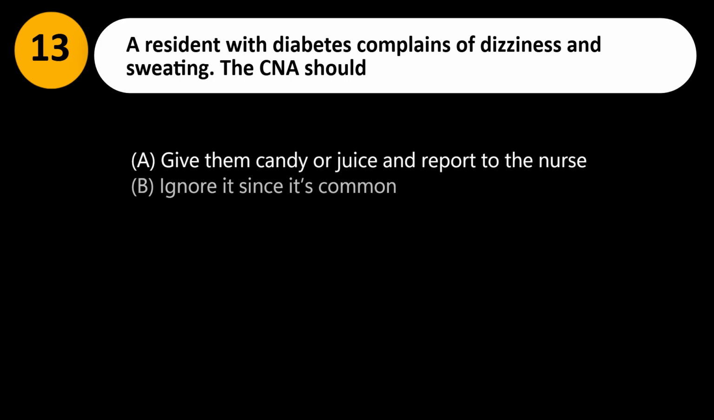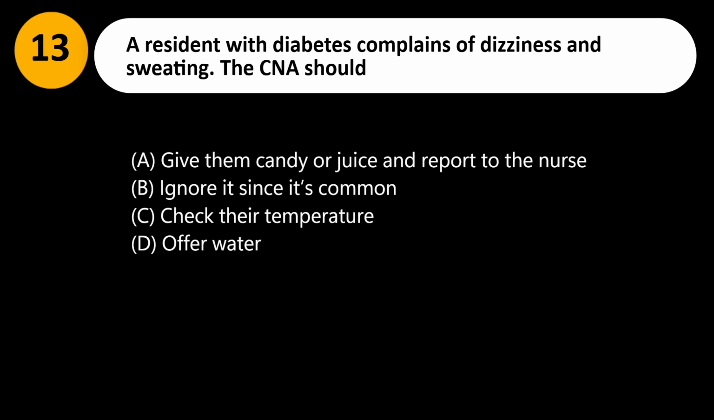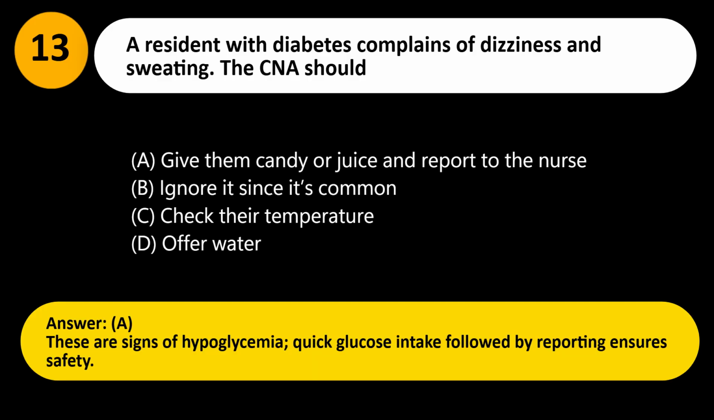A resident with diabetes complains of dizziness and sweating. The CNA should A. Give them candy or juice and report to the nurse. B. Ignore it since it's common. C. Check their temperature. D. Offer water. Answer: A. These are signs of hypoglycemia. Quick glucose intake followed by reporting ensures safety.